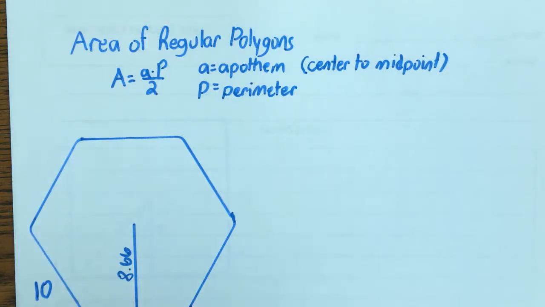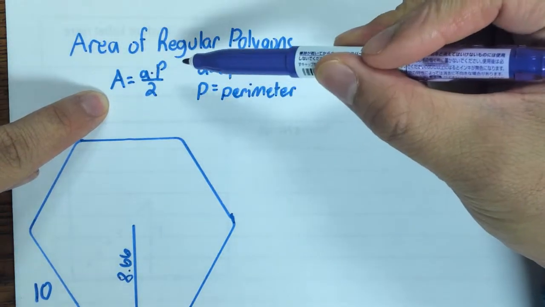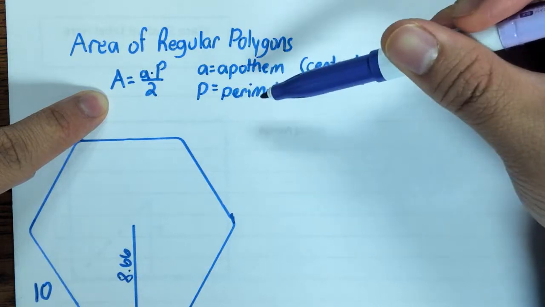In this video, I will go over how to find the area of a regular polygon. So, area of a regular polygon is given by this equation. Area equals A times P divided by 2, where A is your apothem and P is your perimeter.